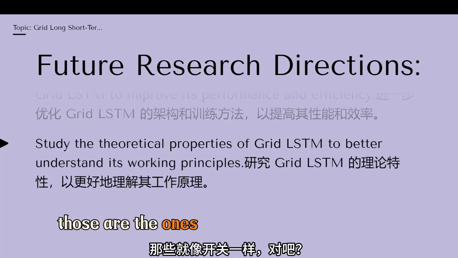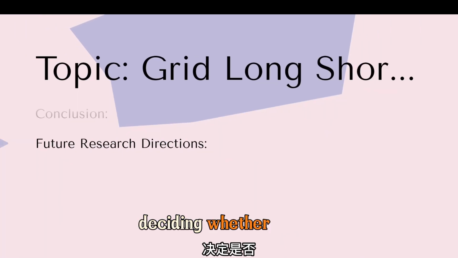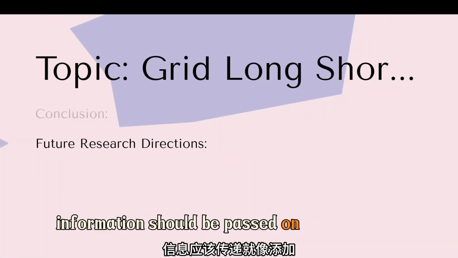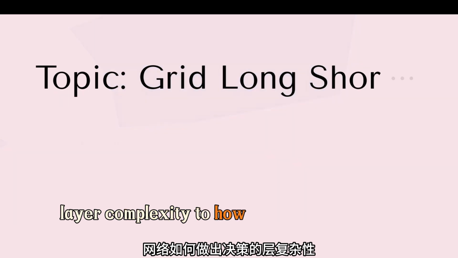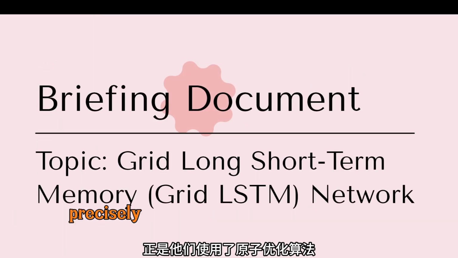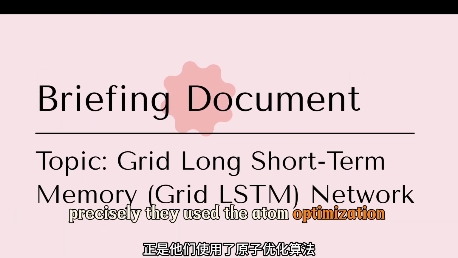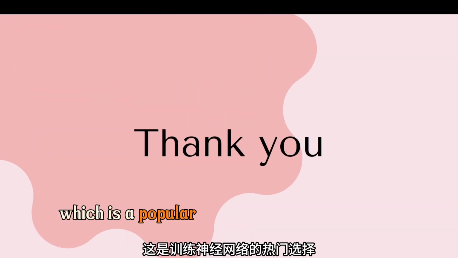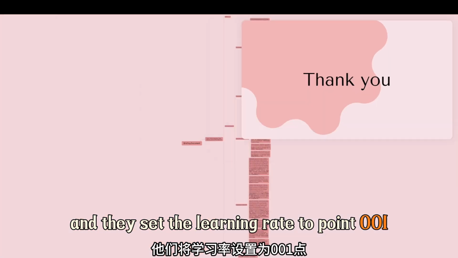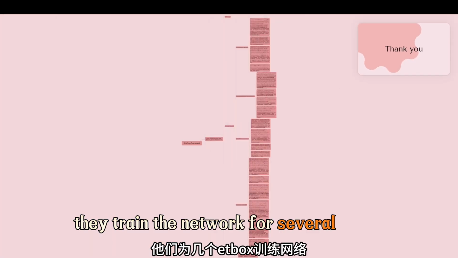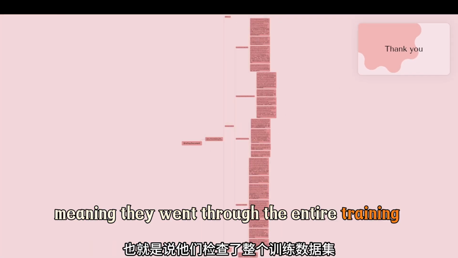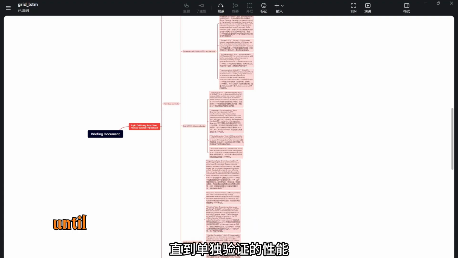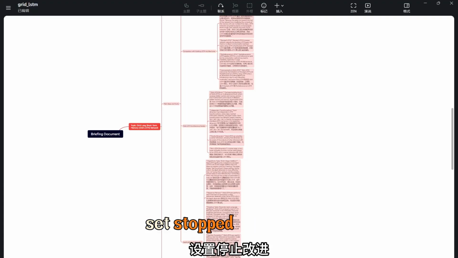ReLU units, those are the ones that act like a switch, right? Yeah. Deciding whether or not information should be passed on is like adding another layer of complexity to how the network makes decisions. Precisely. They used the Adam optimization algorithm, which is a popular choice for training neural networks, and they set the learning rate to 0.001. They trained the network for several epochs, meaning they went through the entire training data set multiple times until the performance on a separate validation set stopped improving.